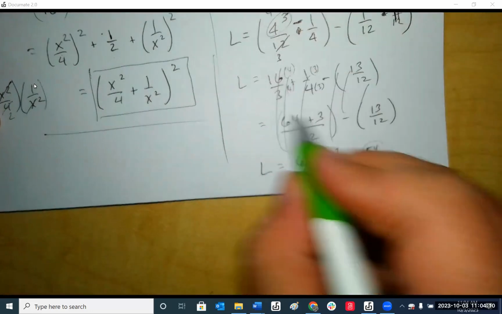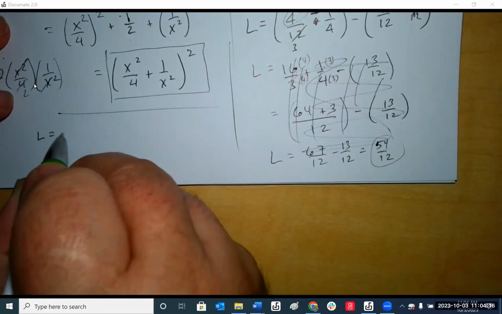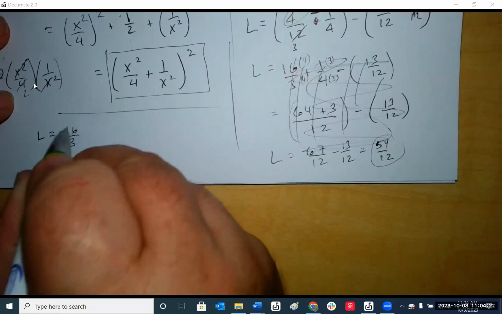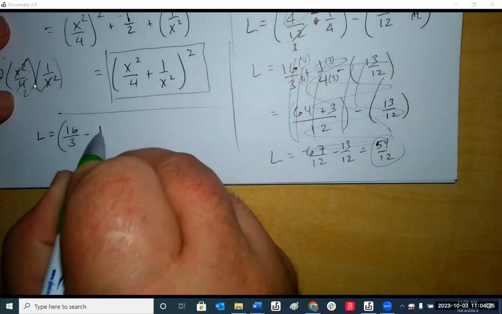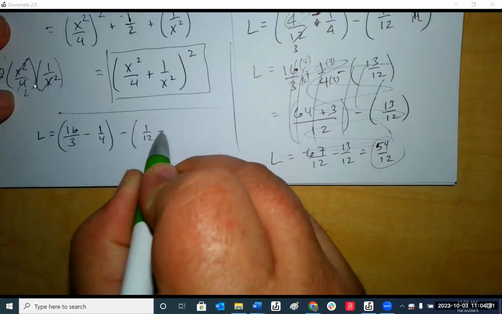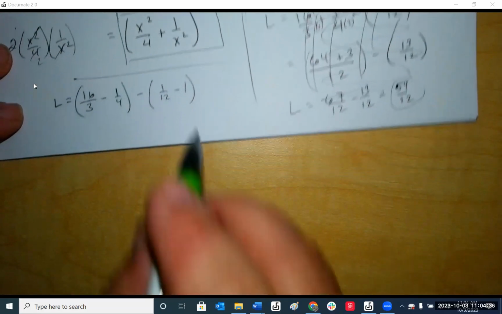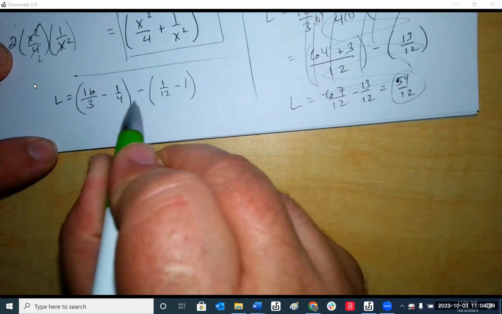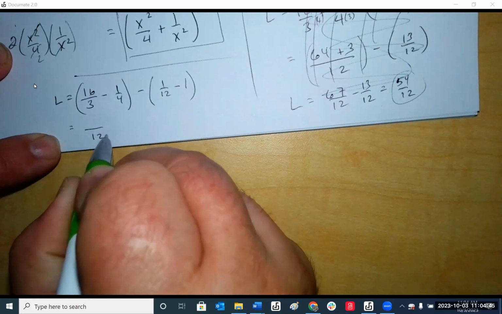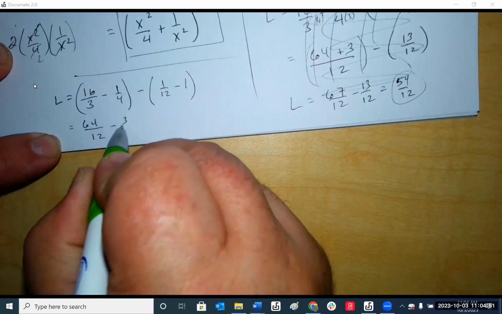So therefore it becomes 16 over 3 minus 1 over 4, 1 over 12 minus 1. Okay, that looks better. So we get common denominator is 12. 64 over 12 minus 3 over 12.